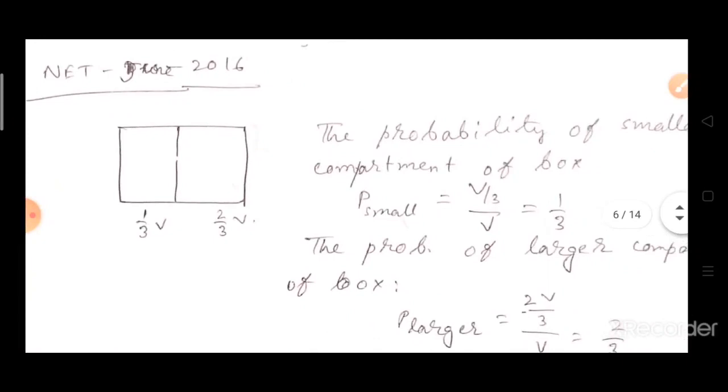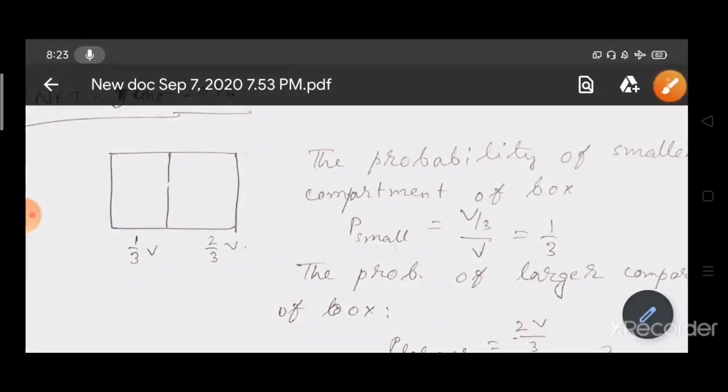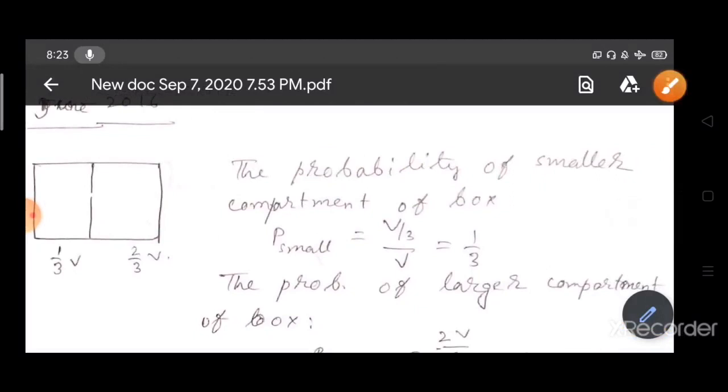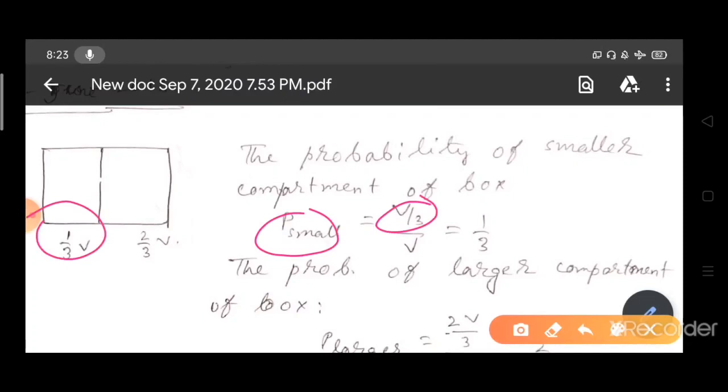Okay, so let's understand the question first. You have this wall, and there is a small hole, and the volume at one partition is 1/3, and on the other it is 2/3 V. So the probability of the particle being within the smaller volume is p smaller equals V by 3 divided by the total volume V. You can treat it as the total probability of an event occurring, that is, the number of favorable events divided by the total number of events. So we get 1 by 3.